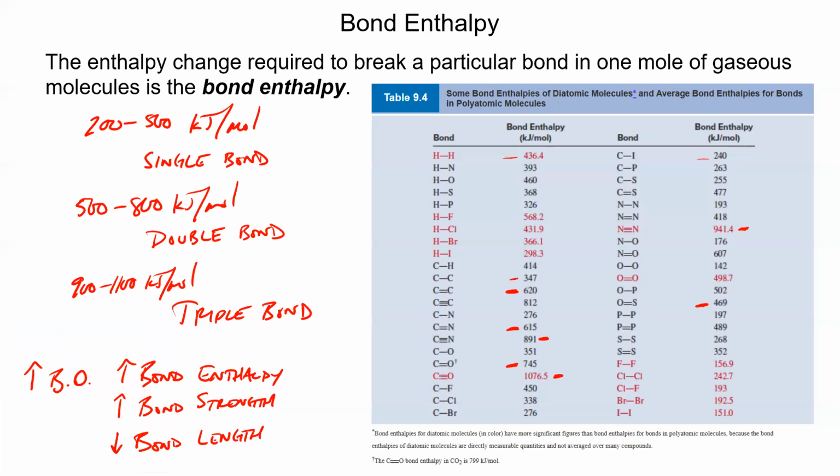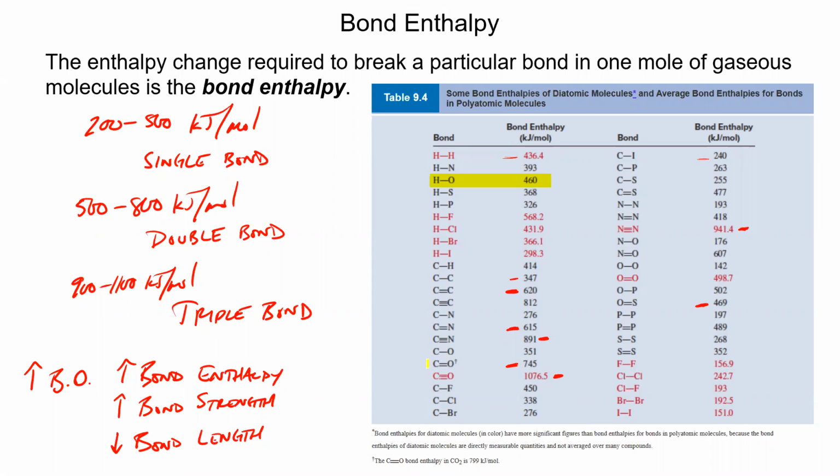The carbon-oxygen double bond, well, all this table is just average bond enthalpies, right? If we look at hydrogen and oxygen here, it's not 460 for every single hydrogen-oxygen bond that you find out there. It's a little bit different for water, it's a little bit different for alcohol, it's a little bit different for amino acids, but on average, it's 460 kilojoules per mole.